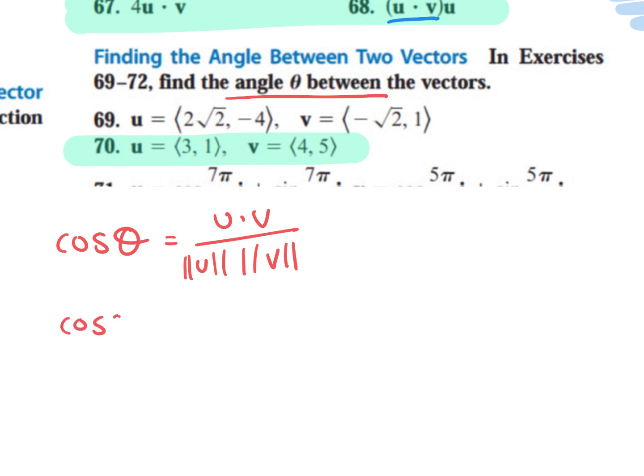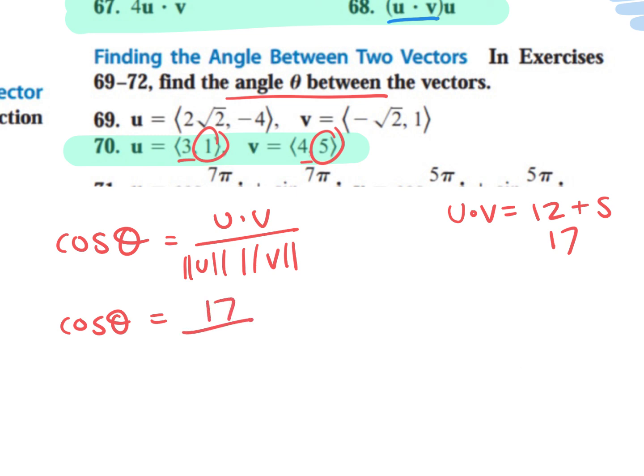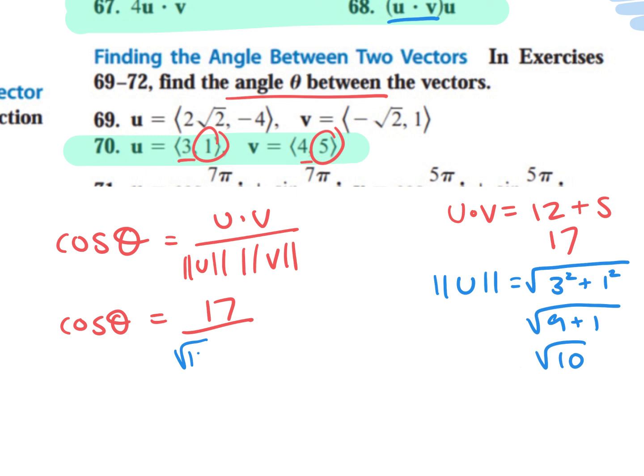So first we have to take the dot product. So that is the first times the first. So that would be 12. Plus the second times the second. So 12 plus 5, which would be 17. So our dot product is 17. Then we want to find the magnitude of U. So the magnitude is the square root of the first number squared plus the second number squared. So this would be 9 plus 1, so the square root of 10. You can leave it as the square root of 10. You don't have to simplify because you're just going to put it in the calculator.